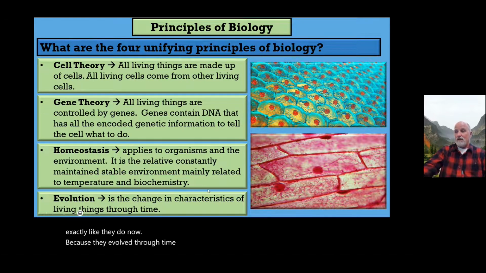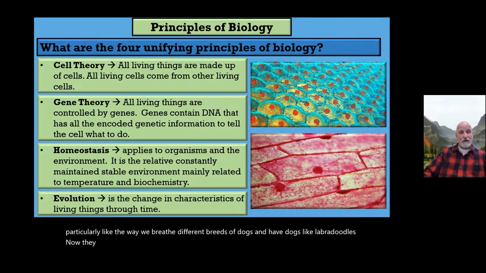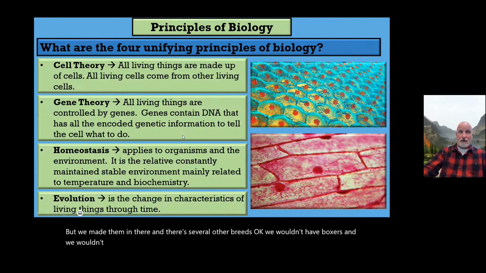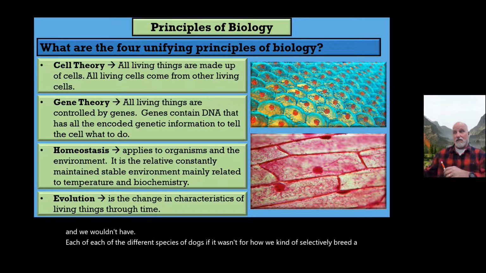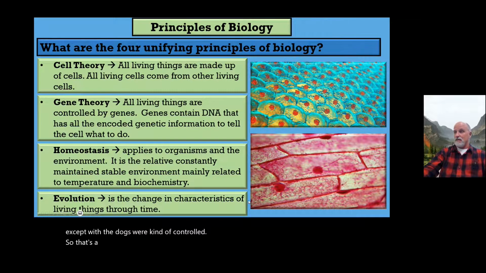Okay, but we see it on a small scale now, particularly like the way we breed different breeds of dogs and have dogs like Labradoodles now. They weren't natural, but we made them, and there's several other breeds. Okay, we wouldn't have boxers, and we wouldn't have each of the different species of dogs if it wasn't for how we selectively bred dogs, and you got these other new breeds. Okay, that's the same thing as evolution, except with the dogs we kind of controlled it. Okay, so that's the unifying principles of biology.